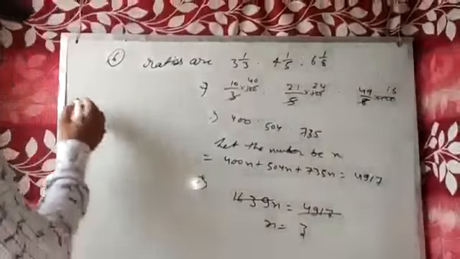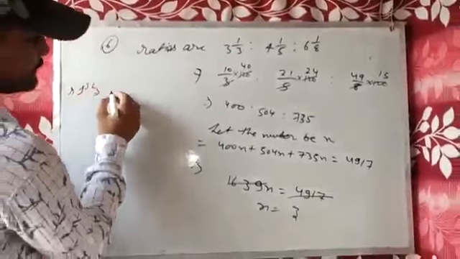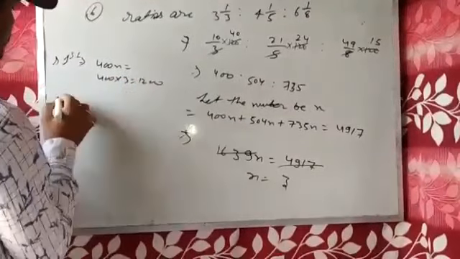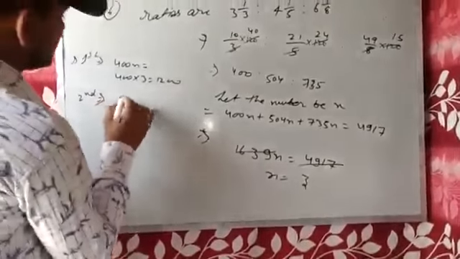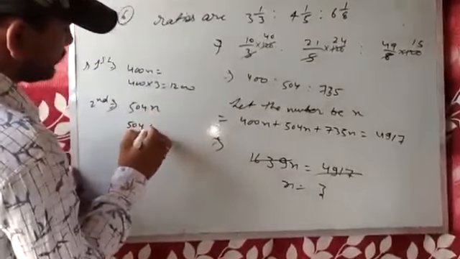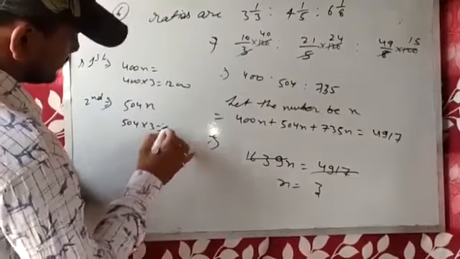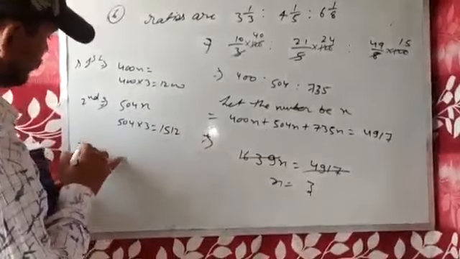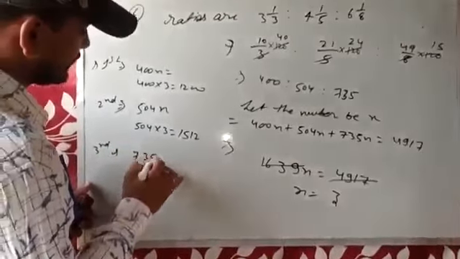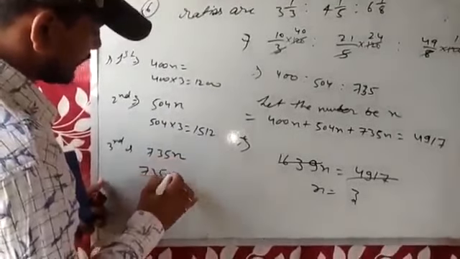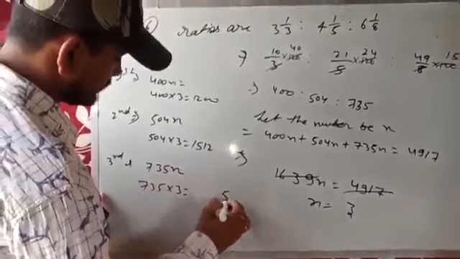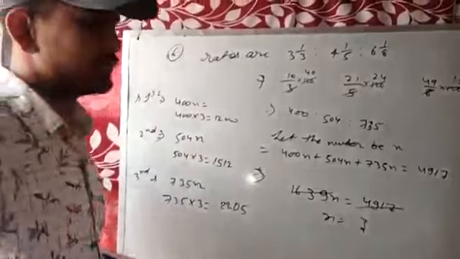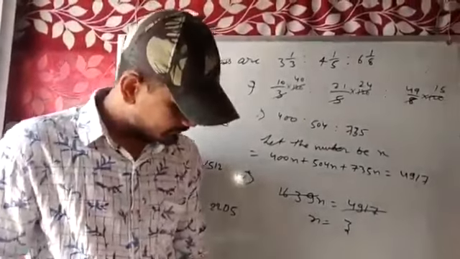And now we have to find the value. So the first number is 400x. So 400 multiplied by 3 is equal to 1200. The second number is 504x. So 504 into 3 is equal to 1512. Now the third number is 735x. So 735 into 3 is equal to 2205. Okay. So these are my 3 numbers.